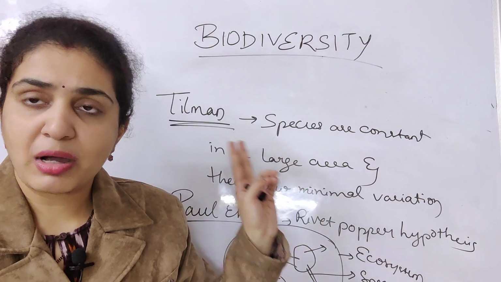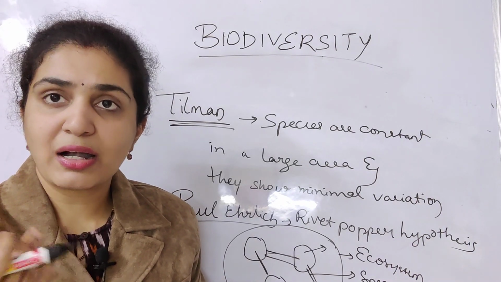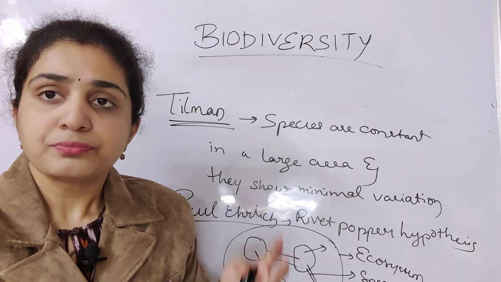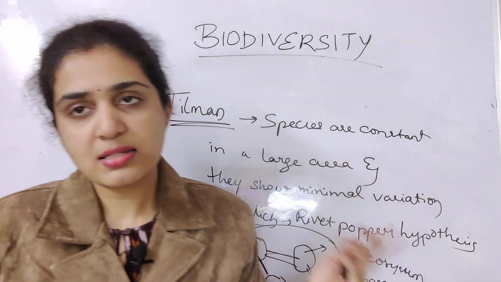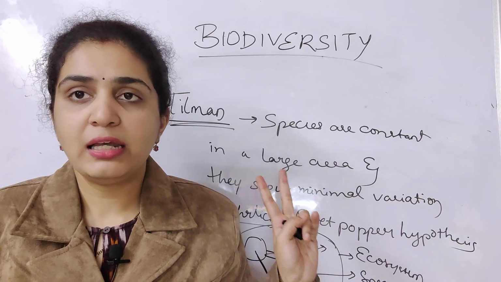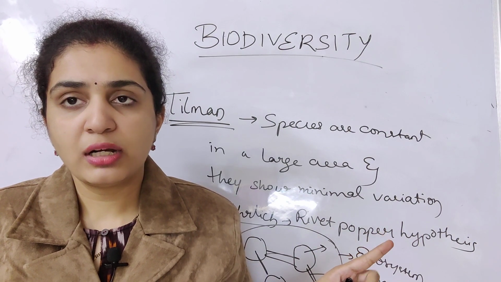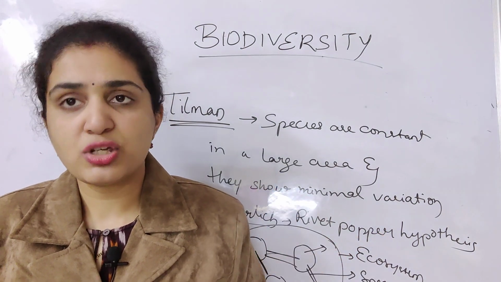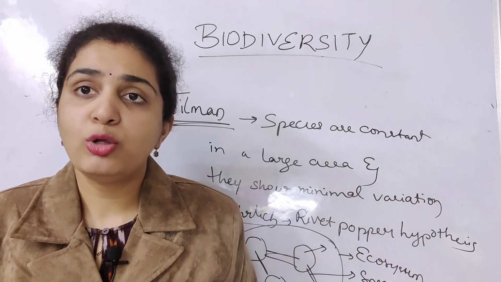Again, in patterns of biodiversity, two important points. Already we have discussed them in the last class, but again I am explaining to you. If anyone has missed the class, just go to the last class and see. It is very useful for you. These are the two main important patterns of biodiversity: one is latitudinal gradients, the second one is species area relationship. In latitudinal gradients, by the name only you can understand.